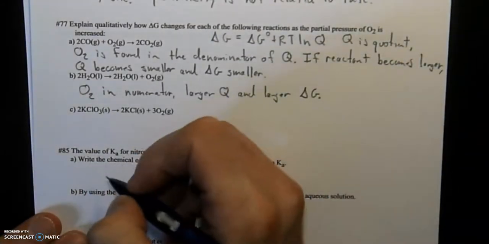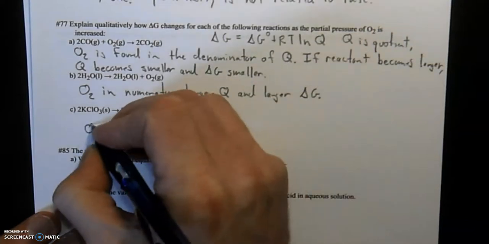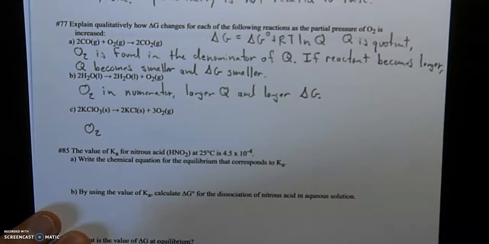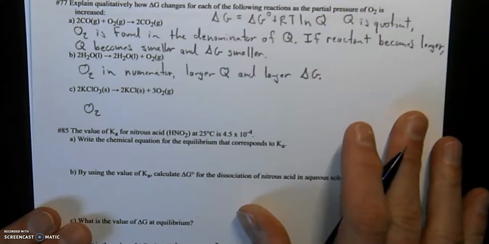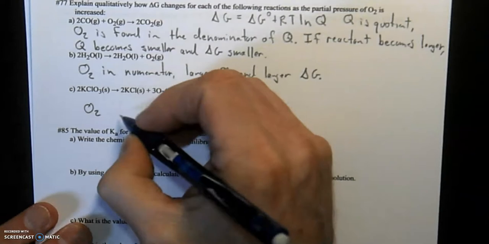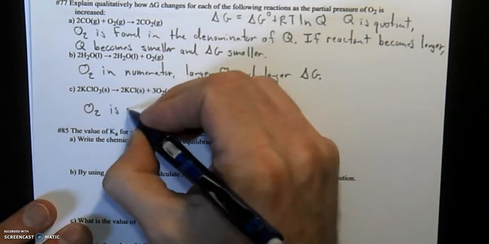Let's look at part C. Oxygen is also in the numerator, so it's going to do the same thing, with maybe just a little bit more of an effect. I'll write that out here. It is in the numerator.